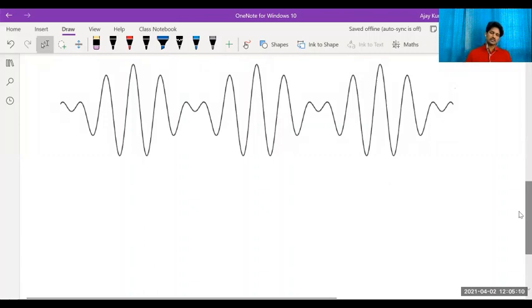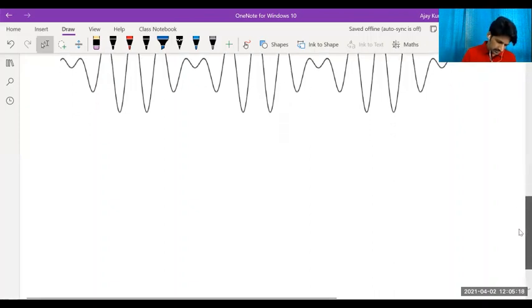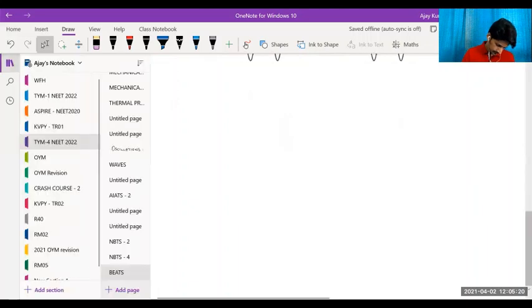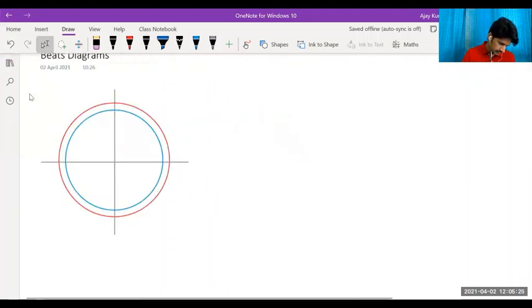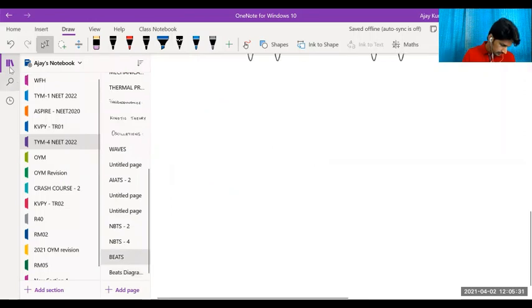So we need to derive an expression for the frequency at which we hear the loud sounds or the frequency at which we hear the weak sounds. Okay. Now let us represent the original waves in terms of phasors. We know that the displacement caused by a wave can be represented by a phasor. So we'll make use of that.